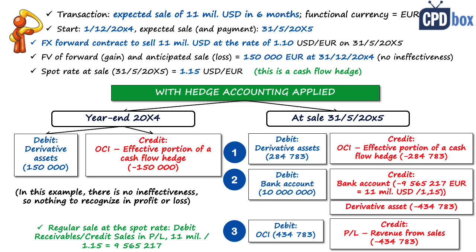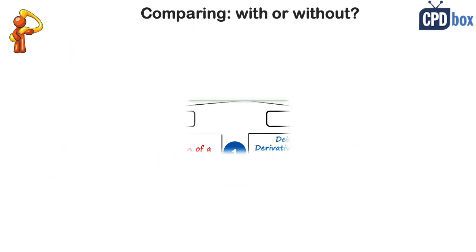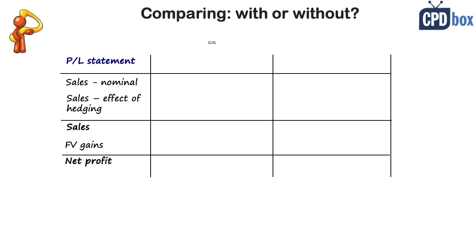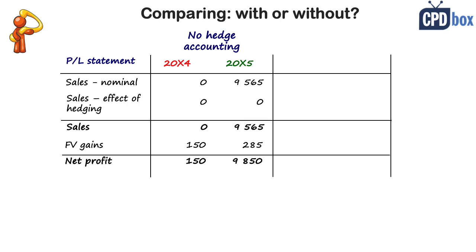Now, moment of truth. Is the hedge accounting worth the effort? Should you do it or not? Well, let's compare the results. When we did not apply the hedge accounting, so no admin work, our profit or loss looked like this. So these are only the numbers related to the transaction. So in 20x4, you had some fair value gain, and in 20x5, you also had a part of that gain, plus those sales are recognized at the spot rate at sale.